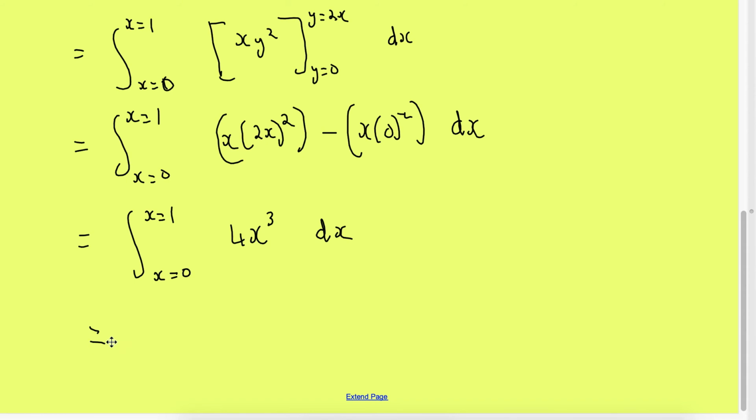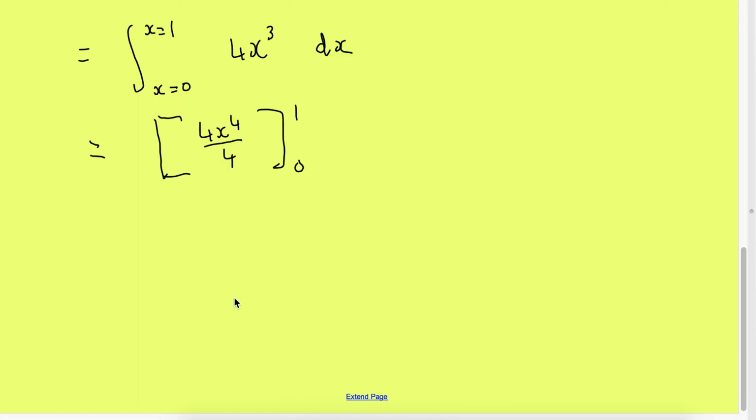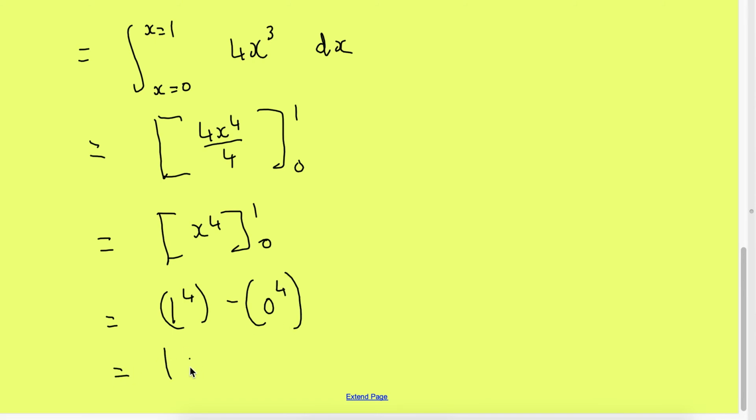So let's integrate this again. So again, we go to square brackets because we're evaluating an integral. 4x cubed becomes 4x to the power of 4 over 4. You could have taken that 4 out if you'd really wanted, but I don't think it makes it any easier. Remember, there's no plus c because it's an integral where you've got limits. So that gives me just x to the power of 4 between 1 and 0. So that's just 1 to the power of 4 take away 0 to the power of 4, which is just 1 unit cubed.